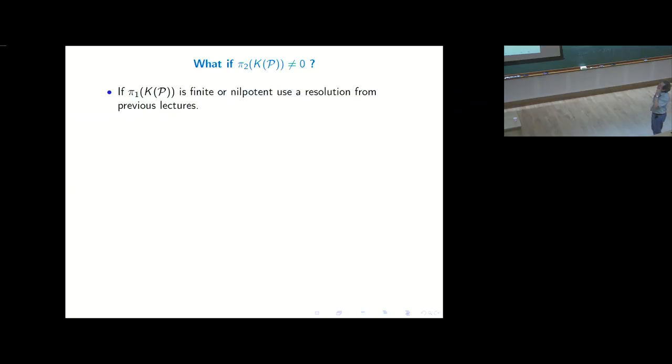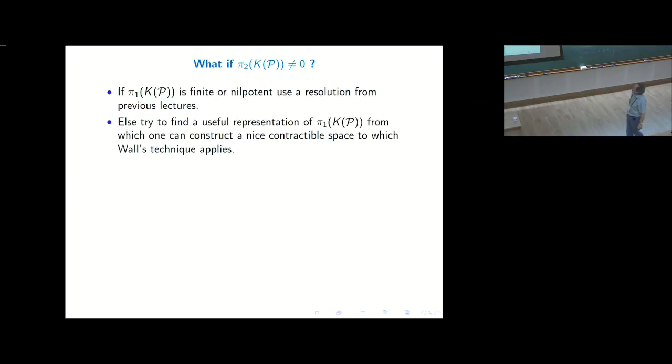So if your presentation is actually a presentation of a finite group or a nilpotent group, then you can use one of the procedures that I've talked about in previous lectures. Otherwise, you could just somehow try to find a useful representation. Now, this is where the mathematician comes in. You can't do this on a computer. And use that nice representation to build a contractible object on which the group acts. And then apply the techniques of Wall's method. So here's a nice example.